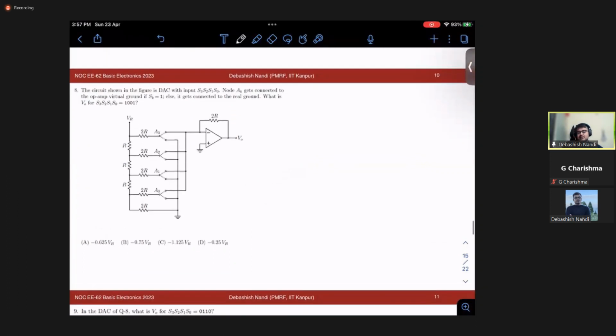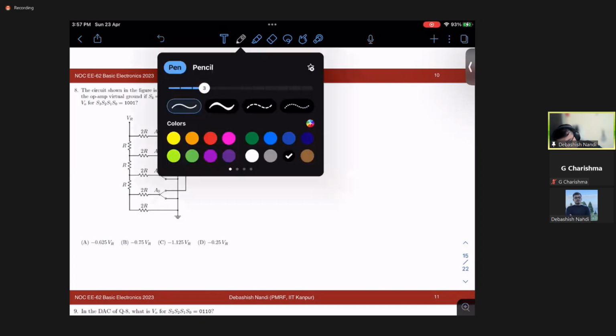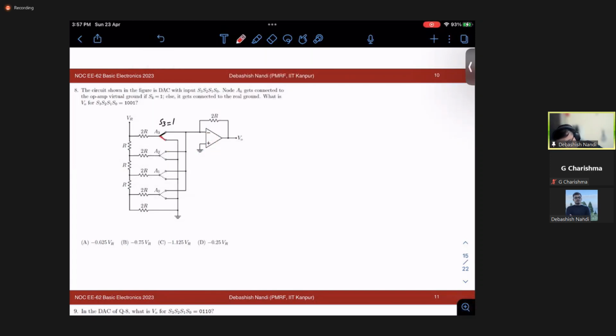So problem number 8 asks: the circuit shown in the figure is a DAC with inputs S3, S2, S1, S0 connected to the op-amp virtual ground. That means this connection will be made if S3 is 1, and this connection will be made if S3 equals 0. Either it will be connected to ground or it will be connected to virtual ground.